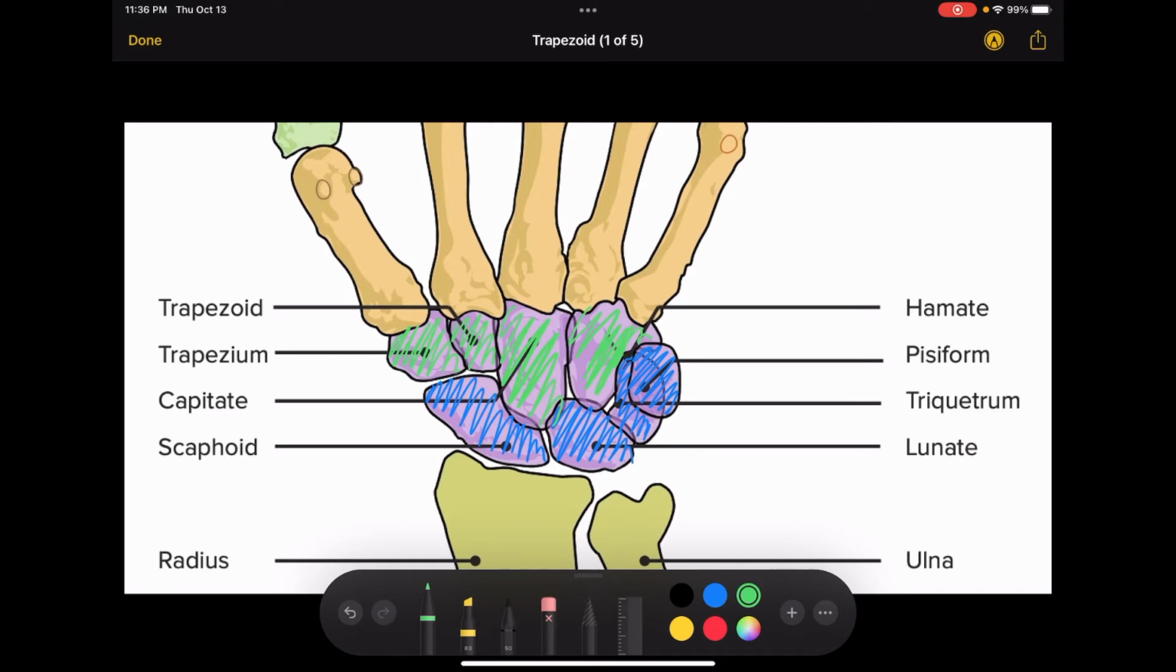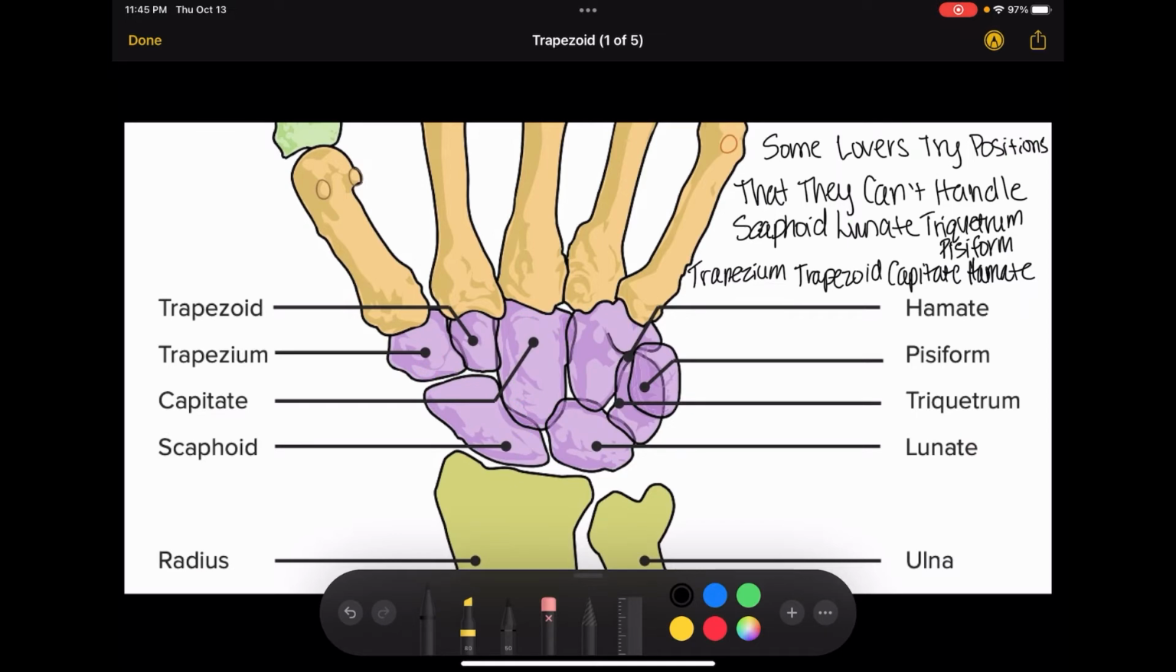And you guys might be wondering, how in the world am I going to remember? I wrote a mnemonic in the top corner that my classmates and I always use to help us remember the different names of the bones, because it's very, very confusing. So, some lovers try positions that they can't handle.